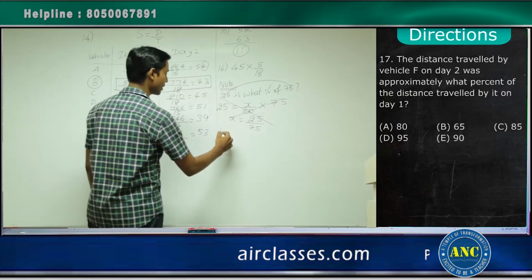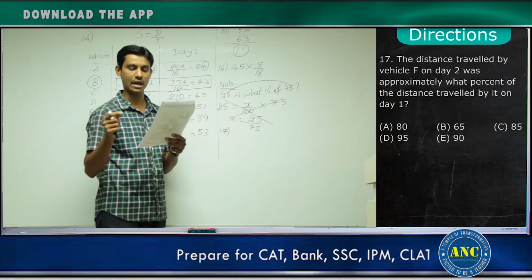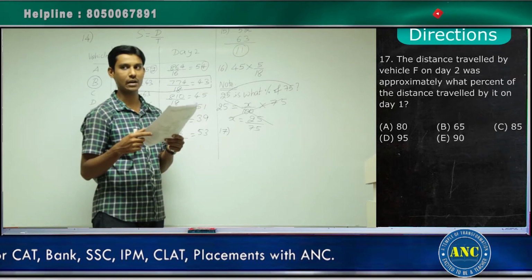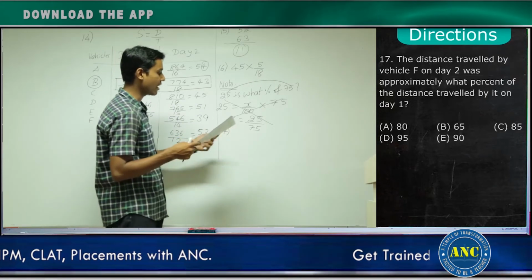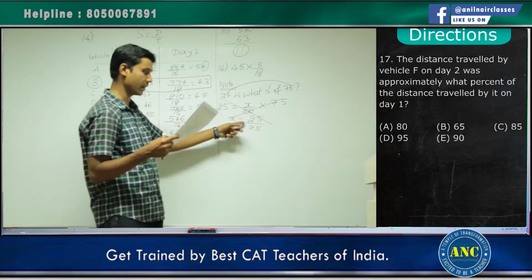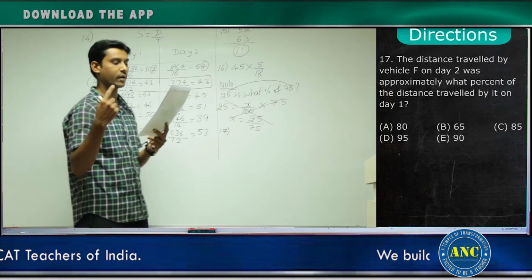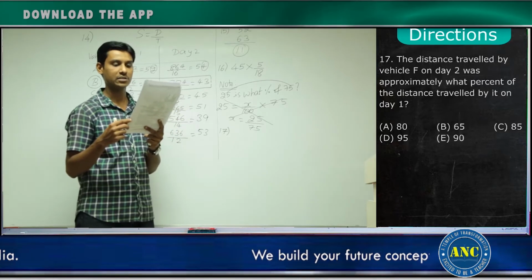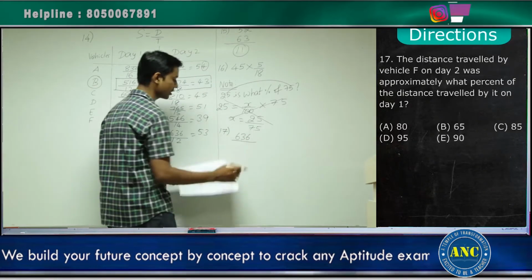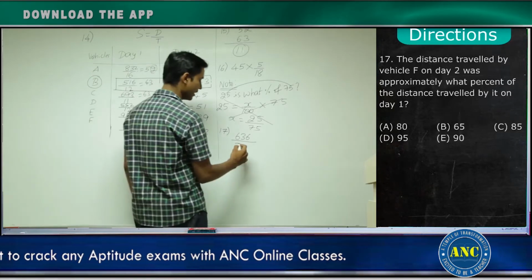Now if you observe your 17th question, it is similar to this statement. Distance travelled by vehicle F on day 2 was approximately what percent of distance travelled by vehicle F on day 1? That means they are asking distance travelled by vehicle F on day 2 divided by distance travelled by vehicle F on day 1. That is nothing but 25 by 75 in this example. What is the distance travelled by vehicle F on day 2? That is referred from the table. Vehicle F, its distance travelled is 636. Distance travelled by vehicle F on day 2 is 636 divided by distance travelled by vehicle F on day 1, which is 703.